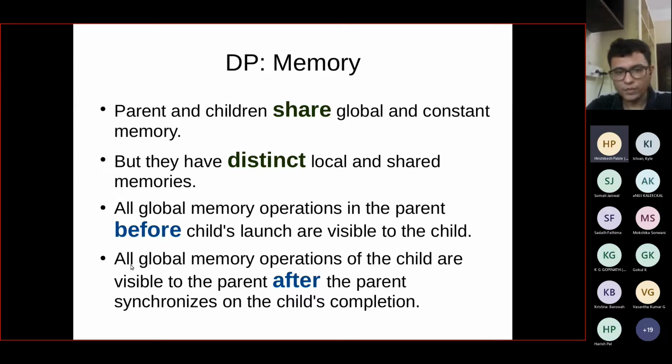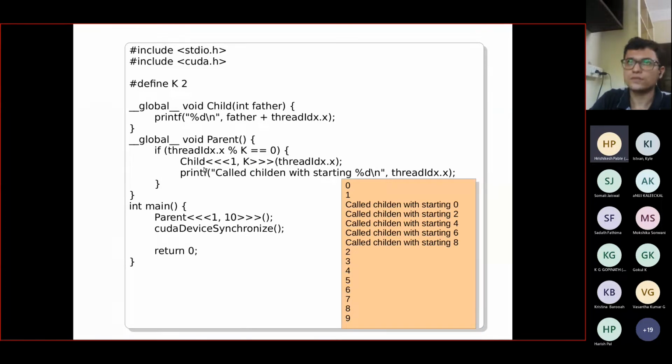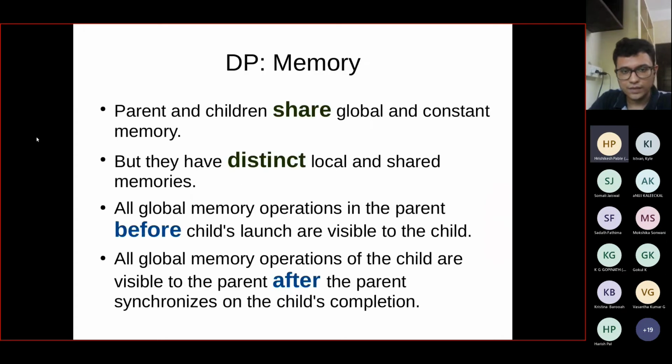And the next point says that all global memory operations of the child are visible to the parent after the parent synchronizes on the child's completion. So whatever operation the child kernel is doing will be visible to the parent kernel only after the parent synchronizes on the child completion. That is, if there is a cudaDeviceSynchronize, which is a synchronization construct, then whatever memory operations are done by the child threads inside the child kernel will be visible to the parent kernel. So let us say after this child call we have cudaDeviceSynchronize and then we do some memory operations; whatever memory operations were done in the child kernel will be visible in those next statements after it. I hope that these 4 points are clear.